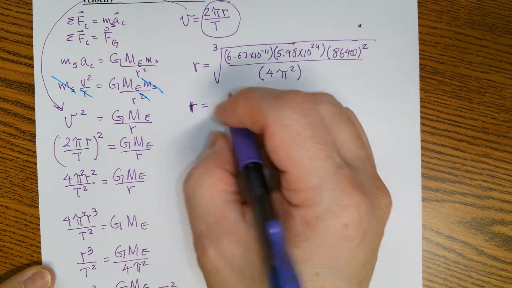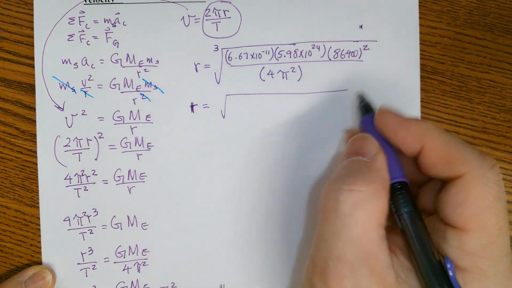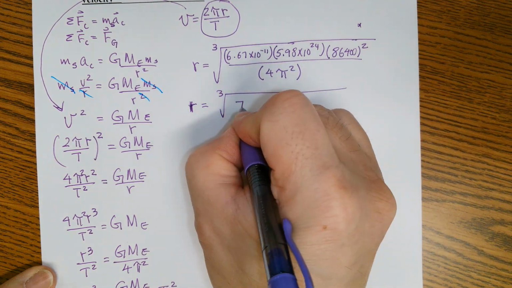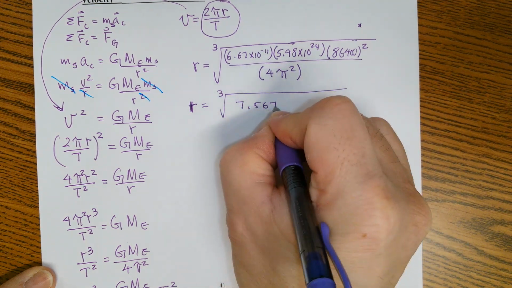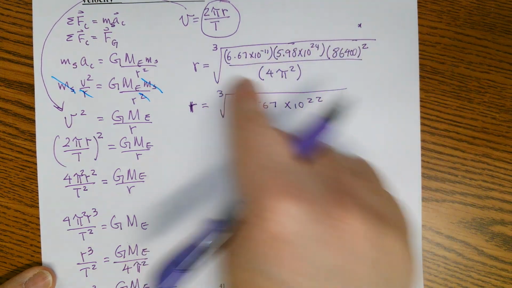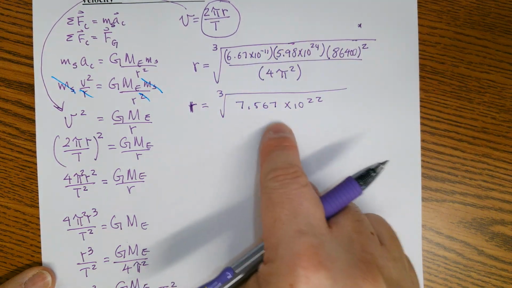here's a checkpoint. This is just a checkpoint. So you should be getting something like this. Inside the cube root, you should get something like 7.567 times 10 to the 22nd. You should be getting this number. All this mess should be this. So that's a checkpoint, right?